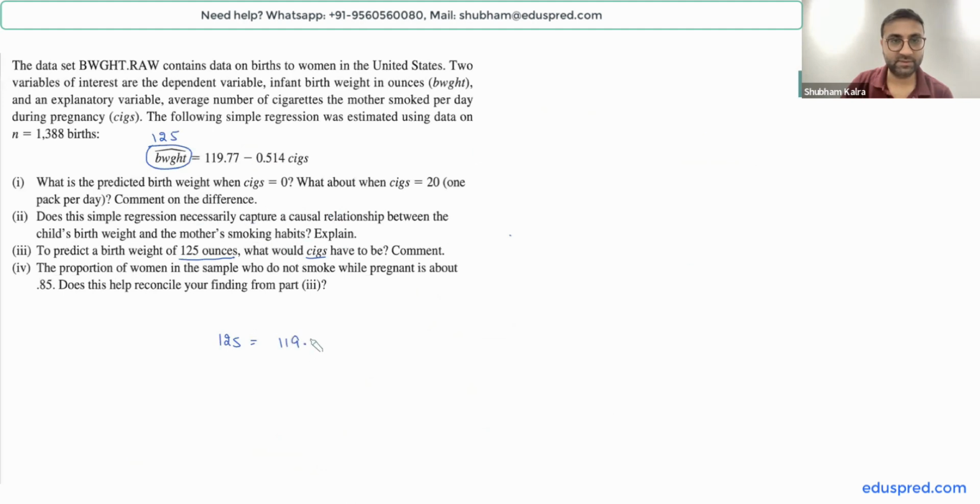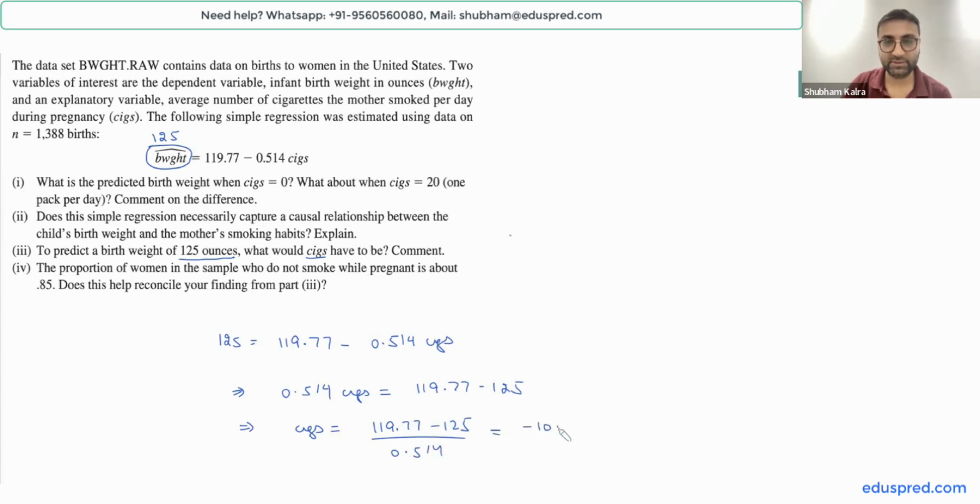So this is equal to 119.77 minus 0.514 cigarettes. That means 0.514 cigarettes is equal to 119.77 minus 125. This implies the number of cigarettes smoked per day is equal to (119.77 minus 125) divided by 0.514. And if you solve this, you will get that this is equal to minus 10.18.